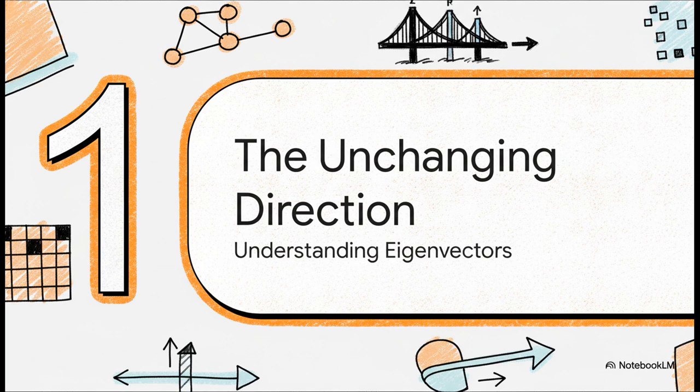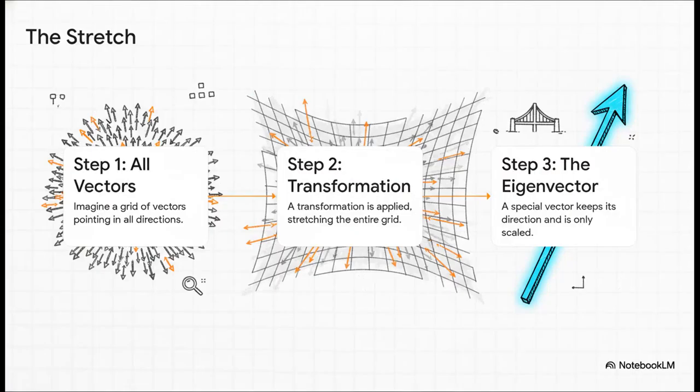Okay, so let's get into what this blueprint actually is. It all comes down to two core ideas: eigenvectors and eigenvalues. Now, I know, those names sound a little intense, but trust me, the actual concept behind them is surprisingly visual and honestly pretty intuitive. Okay, picture this.